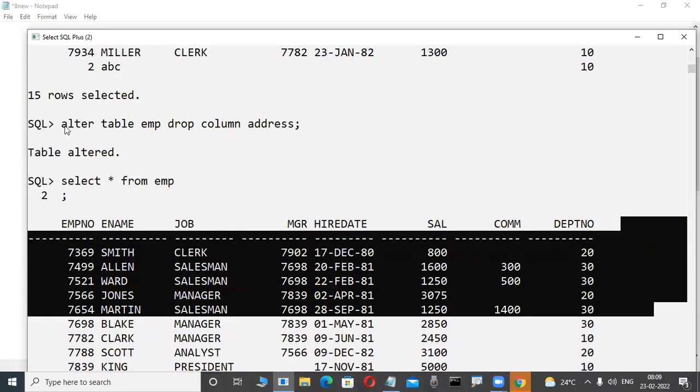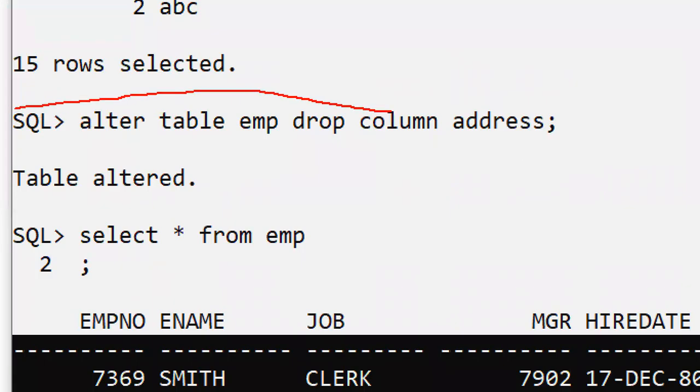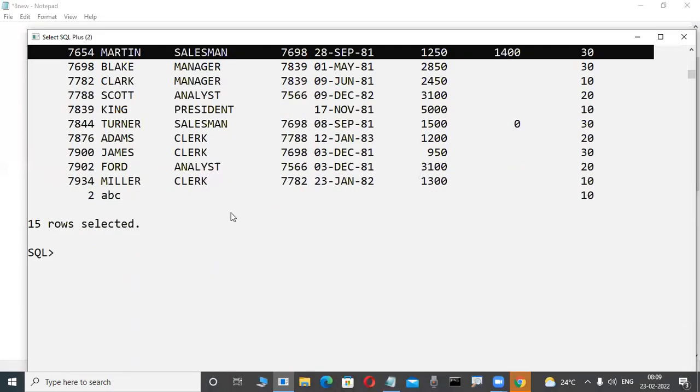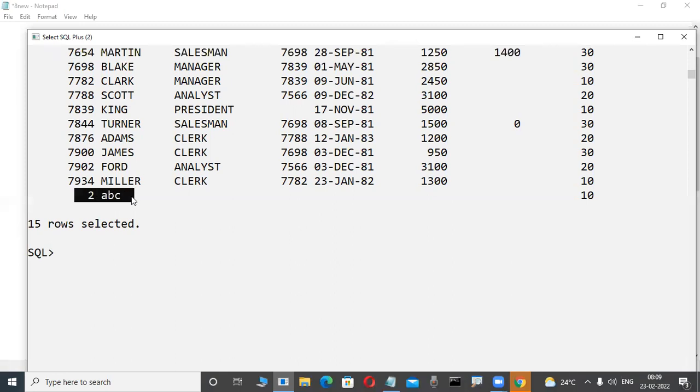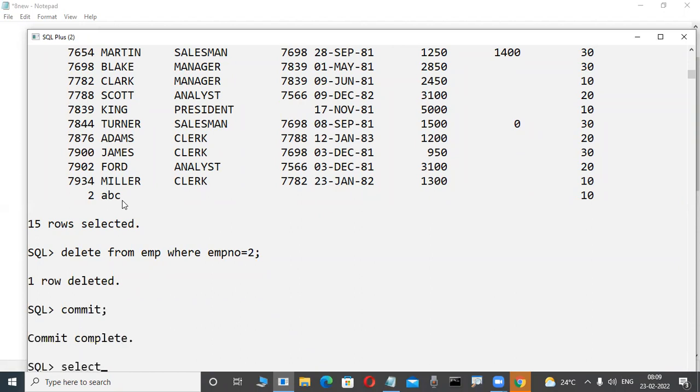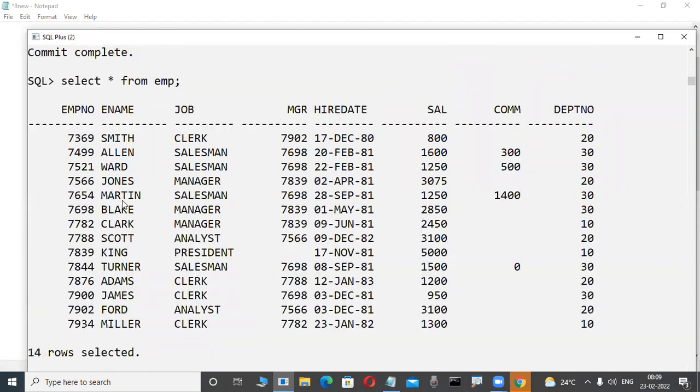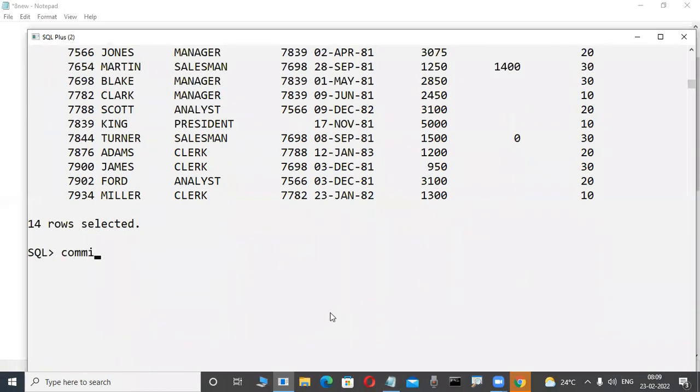These types of commands are called SQL, structured query language. This is a non-procedural language, meaning variables, loops, and these types of things are not available. Now for any operation, suppose this is a record, and I want to delete that record. Like this I can delete it, and save. These are the types of things we use.